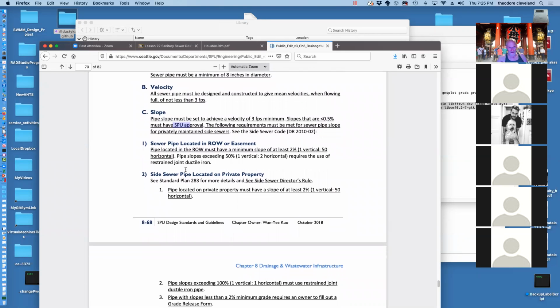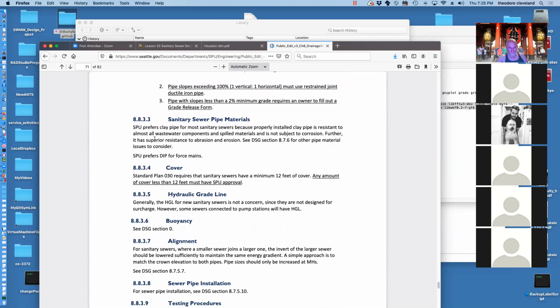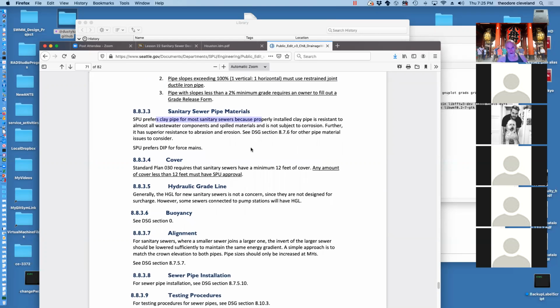The pipe materials, clay pipe is specified. That is unusual. I haven't seen that in quite a while. So maybe Seattle's the last holdout for vitrified clay pipe. The statements here are true. Clay pipe is remarkably resistant to wastewater.